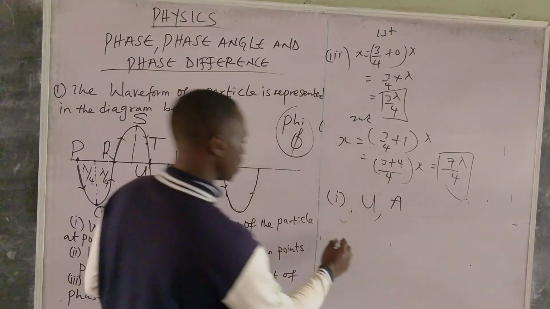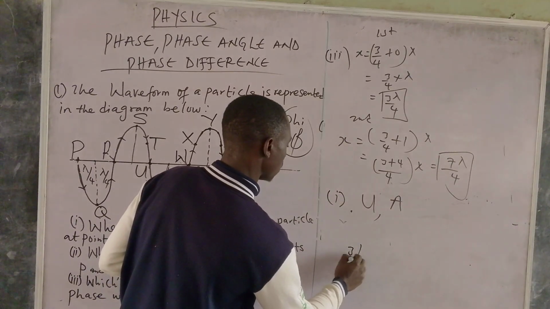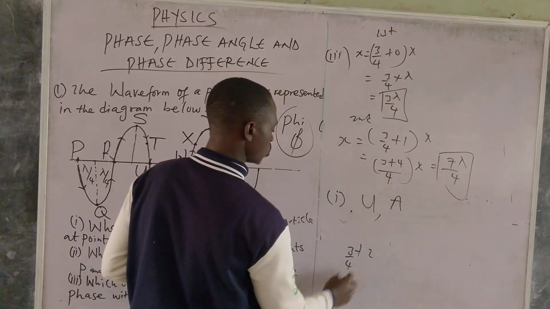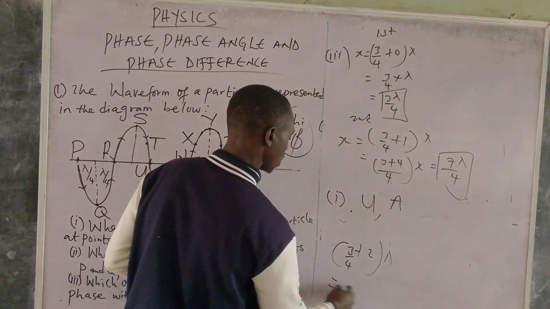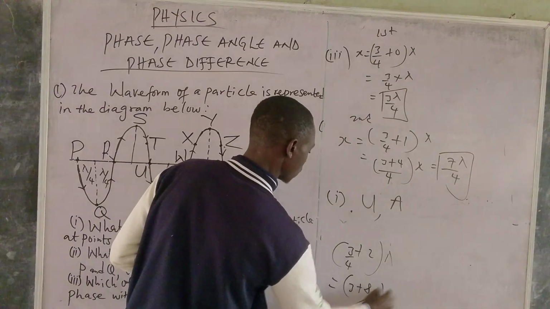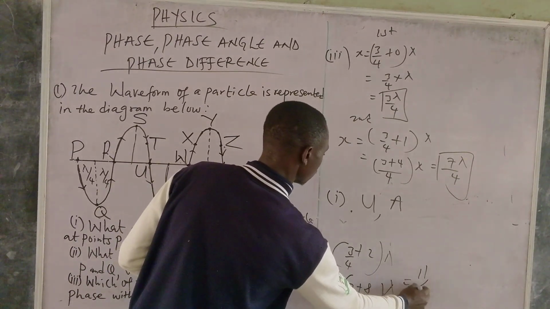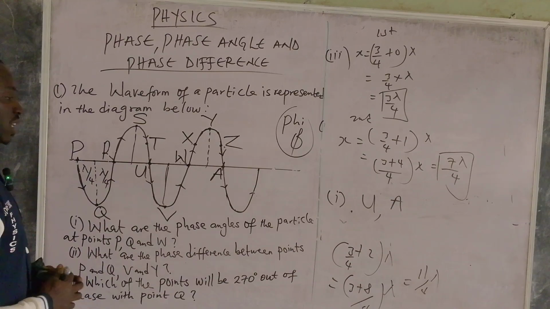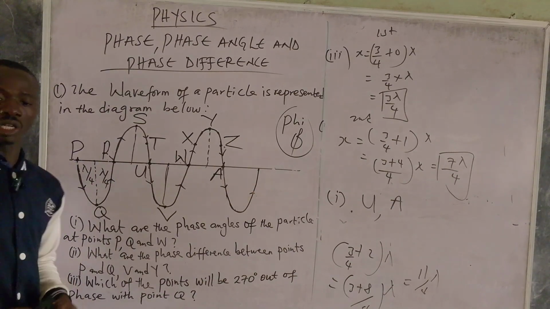Any other point you pick, we go beyond here. For example, let's try 3 over 4 plus n, if n is equal to 2, then times lambda, we are going to have 3 plus 8 over 4 times lambda, which is equal to 11 over 4 lambda. We can't have 11 lambda over 4 here. All right, so that is it.